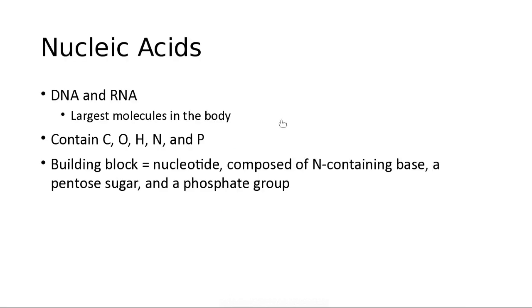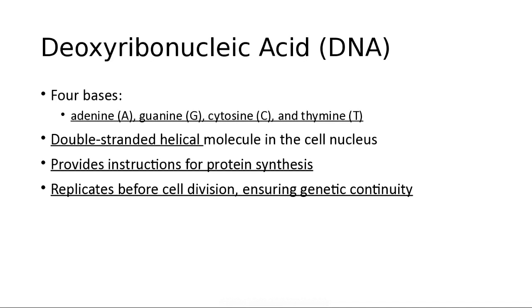Nucleic acids, DNA and RNA, these are the largest molecules in the body. They contain carbon, oxygen, hydrogen, nitrogen, and phosphorus. The building block is a nucleotide composed of a nitrogen-containing base, a pentose sugar, and a phosphate group. Deoxyribonucleic acid, the four bases are adenine, A, guanine, G, cytosine, C, thymine, T. They are double-stranded helixes, and these contain the code for protein synthesis.